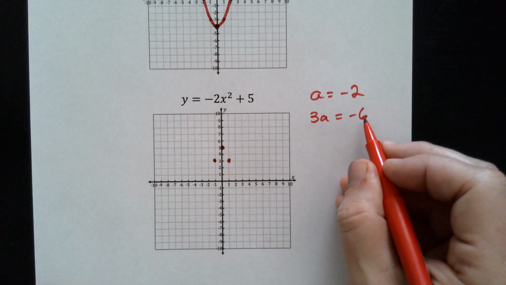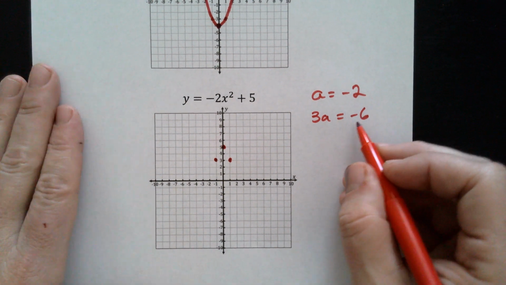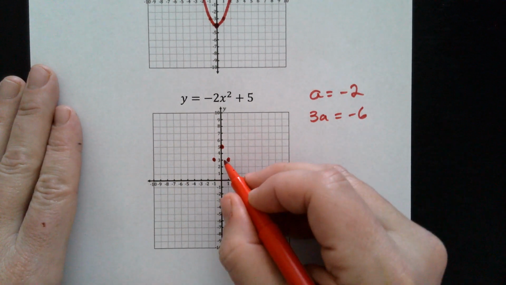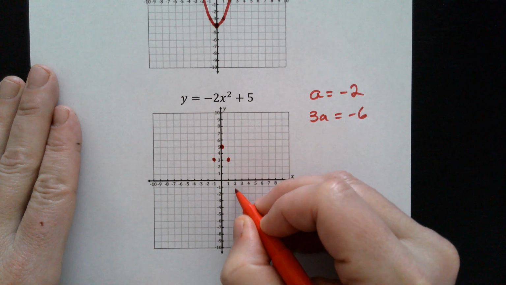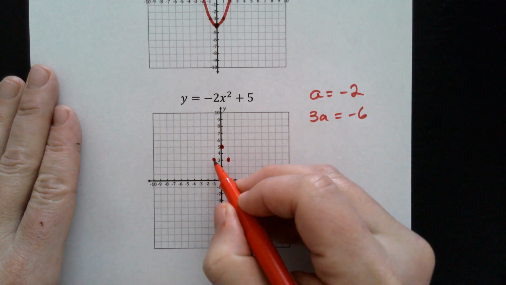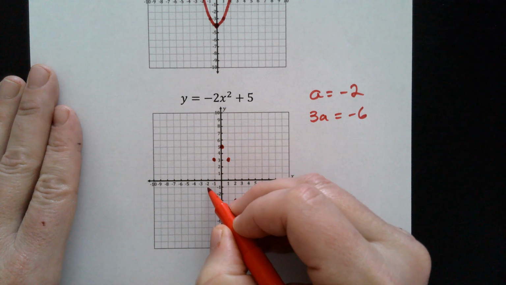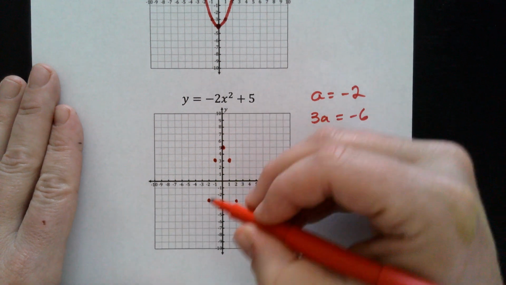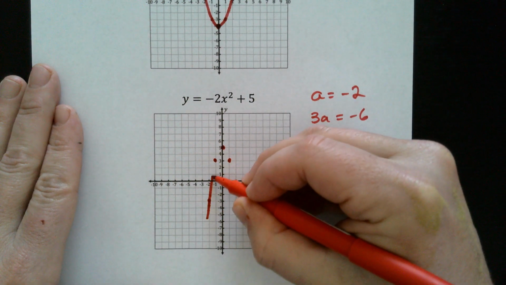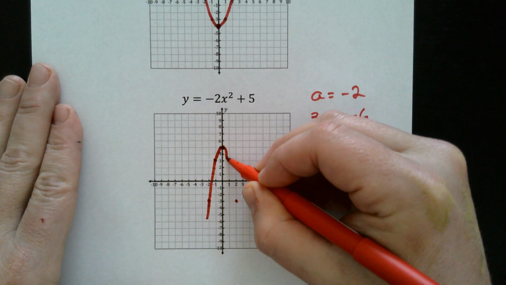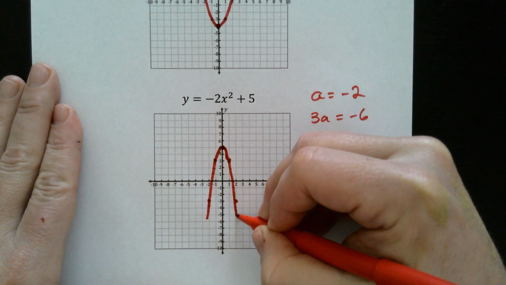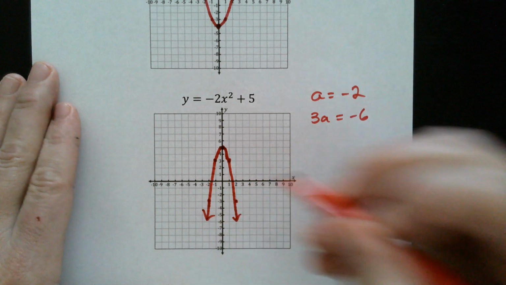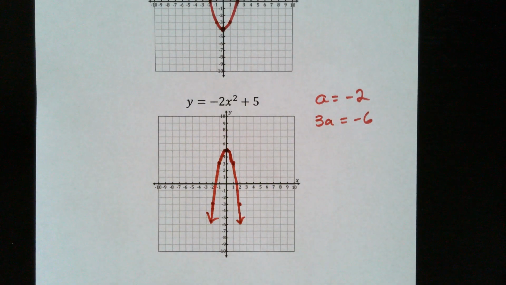And then the next time we're going to move 6 down, because this is a negative 6, so over 1 again, 1, 2, 3, 4, 5, 6. And over 1 again, 1, 2, 3, 4, 5, 6. Okay, and that's enough to graph this parabola. Not going to be perfect, but you get the idea.